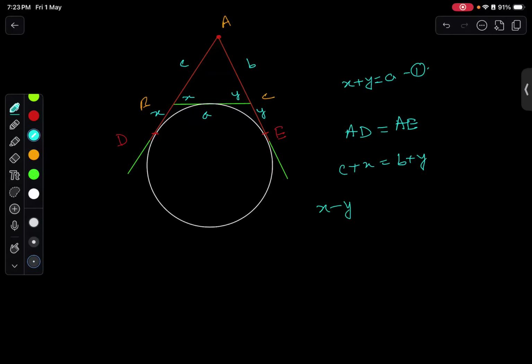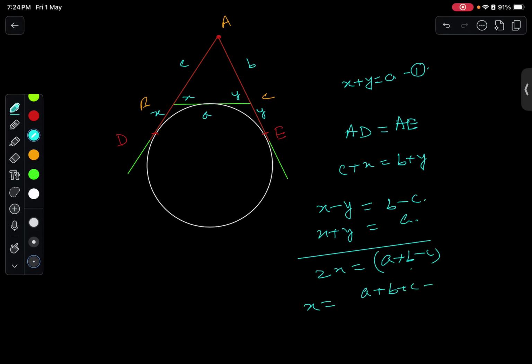So X minus Y is equal to B minus C, and X plus Y is equal to A. If I add both of these, 2X is equal to A plus B minus C. I'll divide this by 2: A plus B plus C minus 2C, by 2. And we know that A plus B plus C is nothing but 2S. So this is S minus C. So this X is S minus C.